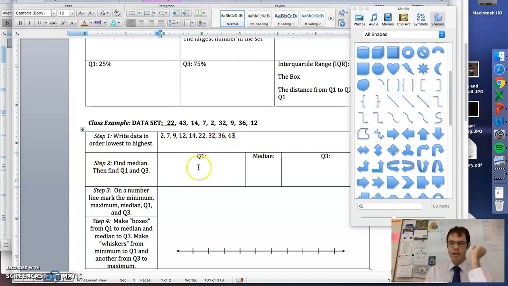So step 2, the next step, is to find the median. If I go through and cross them off, that one, that one, that one, that one, that one, that one, then we've got 14 left as our median. If there's 9 numbers in the set, I should have 4 numbers on one side and 4 numbers on the other side. So 1, 2, 3, 4 numbers. 14 here is going to be my median.